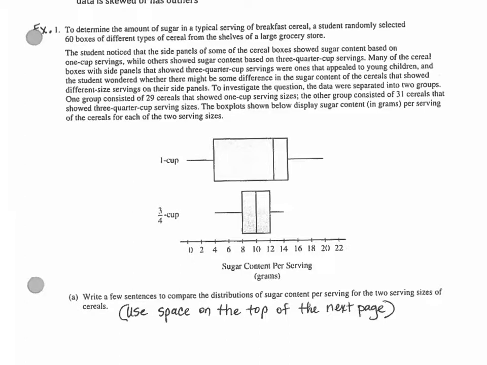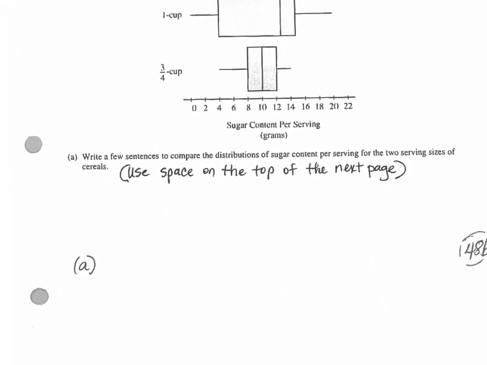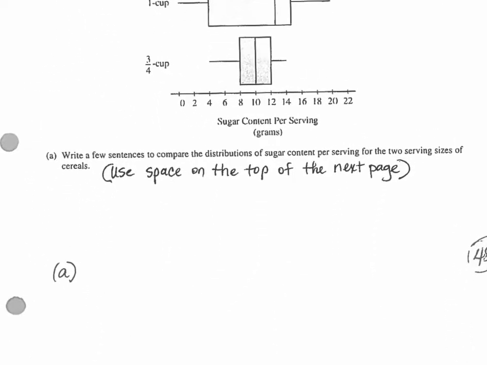So just first glance at these box plots and their sugar content, which of the box plots look like they contain less sugar? Which one looks better that you would want to give your children? The 3/4 cup ones, okay? Because you see it's lower and such. So look at this question right here. It says, write a few sentences to compare the distribution of the sugar contents for the 2 serving sizes.